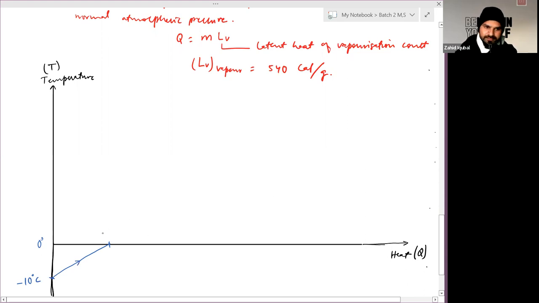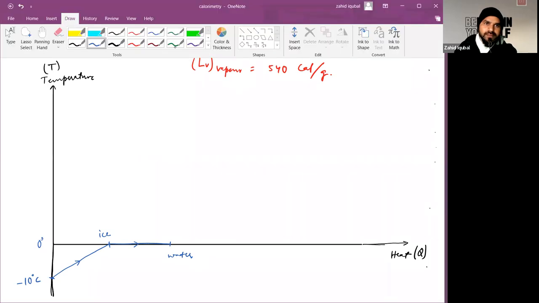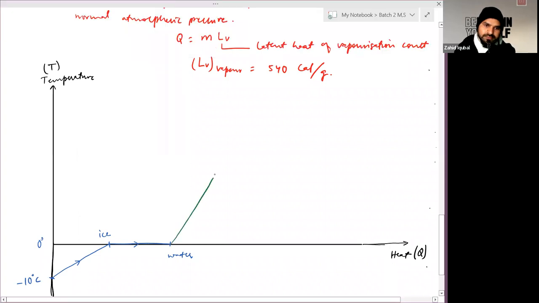Now, further, at this point it will be in ice. On further heating, it will change state like this into water. This heat, which causes its state to change, is called latent heat of fusion. On further heating, it will change its temperature to reach this point, 100 degrees Celsius.